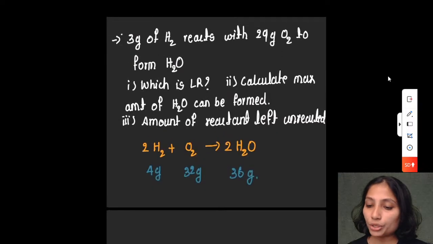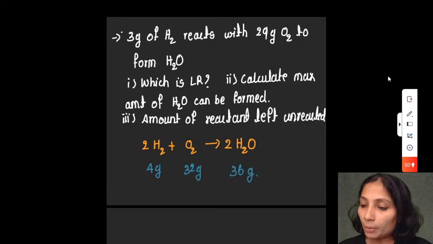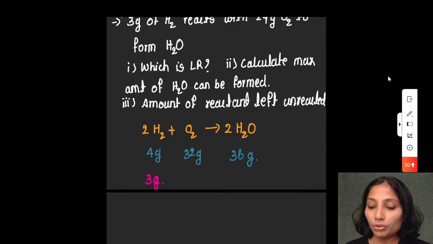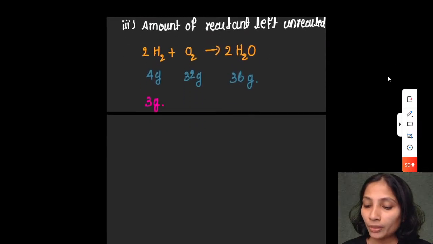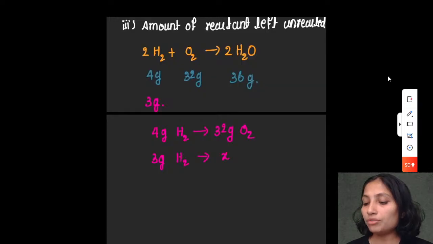And what is given in the question? 3 gram of H2 reacts with 29 gram O2. How much gram of H2 we have? 3 gram. And it is reacting with how much gram of O2? 29 gram of O2 is present. Now, from the equation we have 4 gram H2 requires 32 gram O2. Therefore, 3 gram of H2 requires X gram of O2.